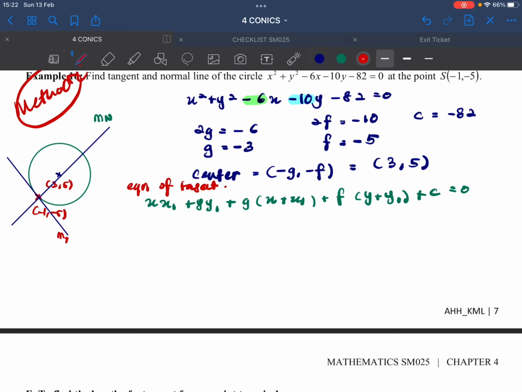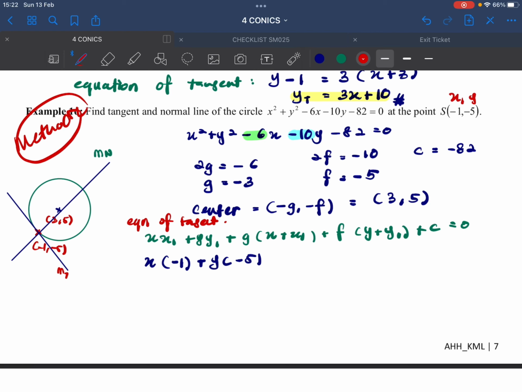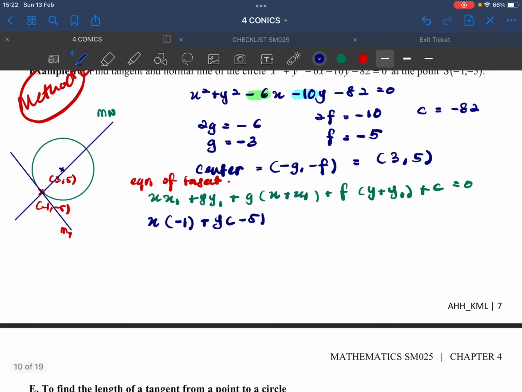So here we are going to substitute everything. We have x1 is -1 and y1 is -5. This is your x1 and y1. So g is -3, not this one. So g equals -3, so -3 times (x minus 1), plus f, which is -5, here we have (y minus 5), plus c. The c is -82, equals 0.